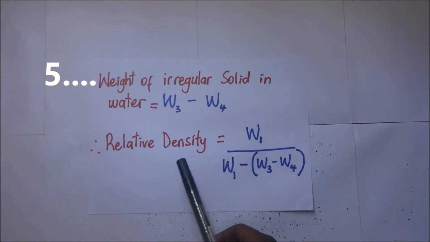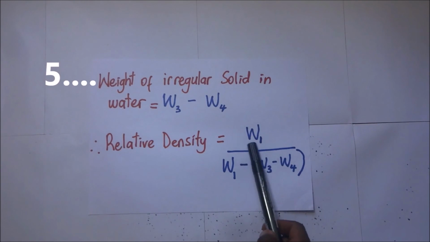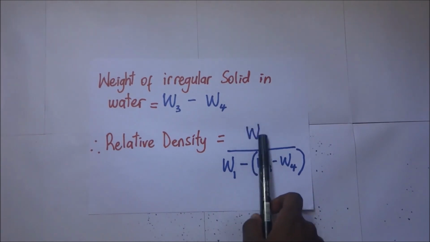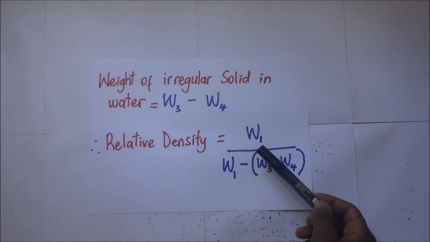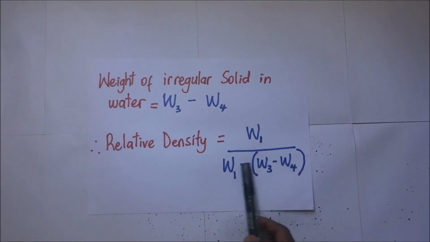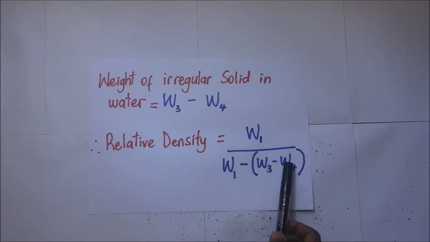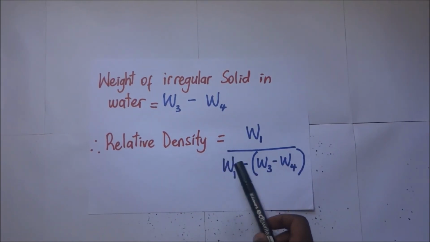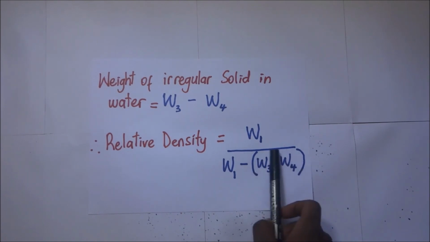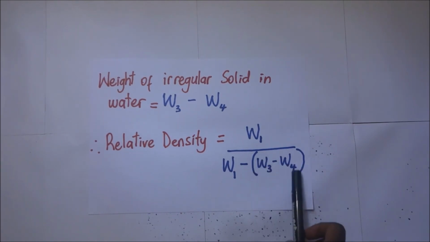that the relative density is going to be W1. W1 is the weight of the solid when it is in air. Divide that by the apparent loss in weight, and the apparent loss in weight is given by the weight when it is in air minus the weight when the regular solid is in water.